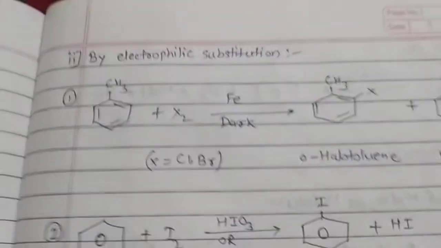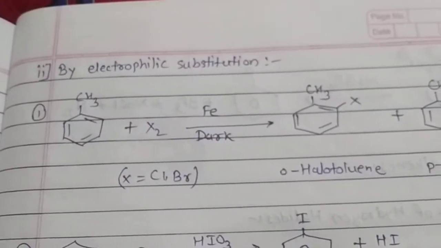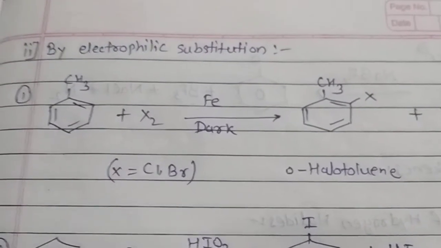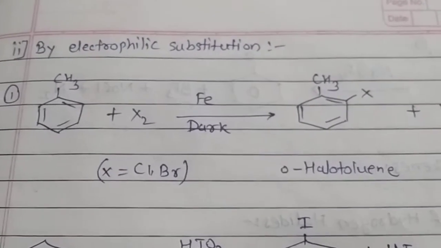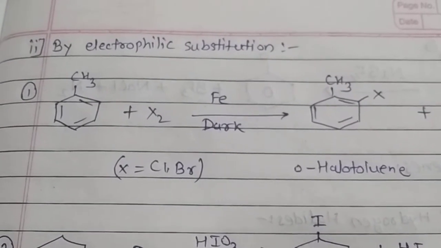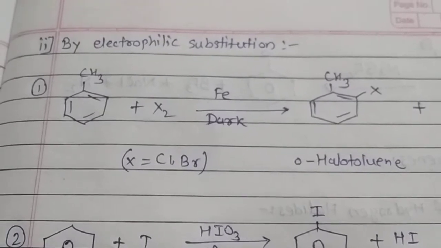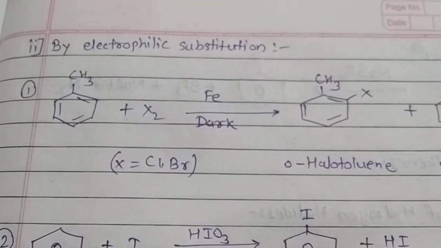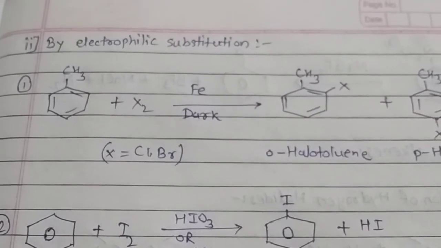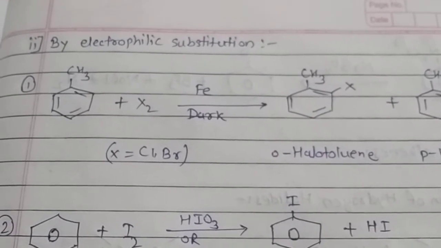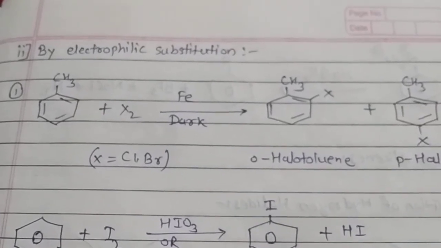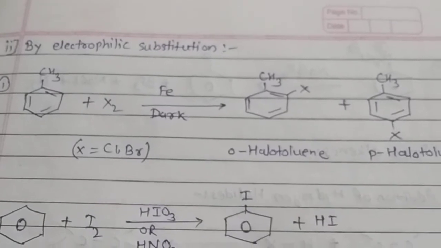Then next is halogenation by electrophilic substitution. Electrophiles are electron deficient species. For halogenation, either chlorine or bromine is used. So when toluene is treated with halogens like chlorine or bromine in the presence of Fe, and the reaction takes place in the dark, electrophilic substitution occurs.